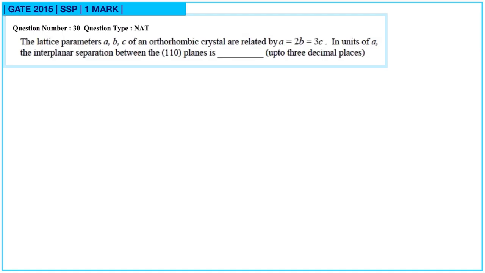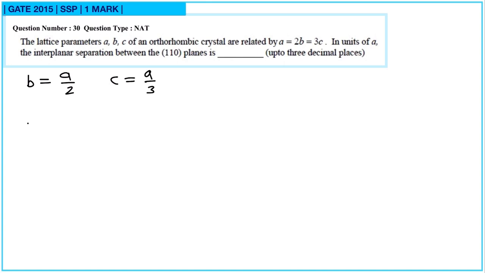Question number 30. The lattice parameters a, b, c of an orthorhombic crystal are related by a is equal to 2b is equal to 3c. In units of a, the interplanar spacing between the 1, 1, 0 plane is. So here a is equal to 2b, that means b is equal to a by 2 and c will be equal to a by 3.